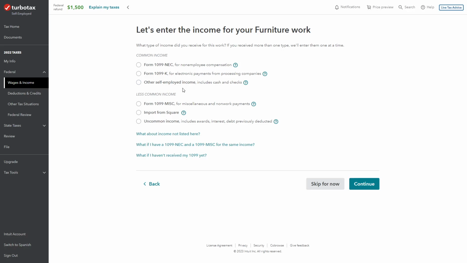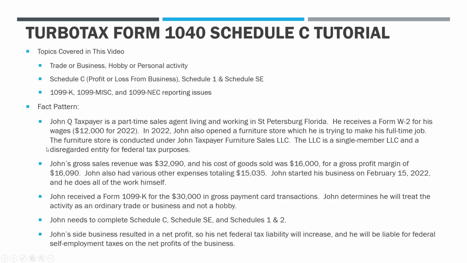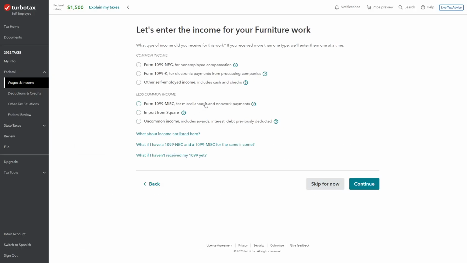but a lot of it is depending upon how it was reported to us. So if we look at our financial statements here, remember the total furniture sales, the gross income is $32,090. And remember in our fact pattern, John received a 1099K for $30,000, right? So he had $30,000 worth of credit card payments. All the other payments were just cash payments, so people that walked into a store and just paid cash. So all of it is gross income. All of it has to be disclosed.